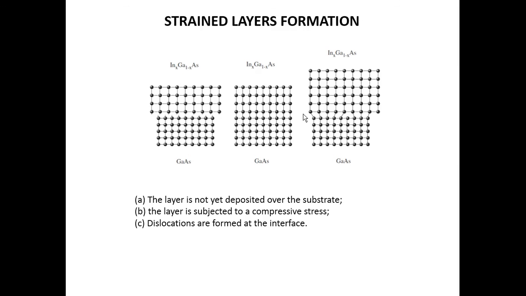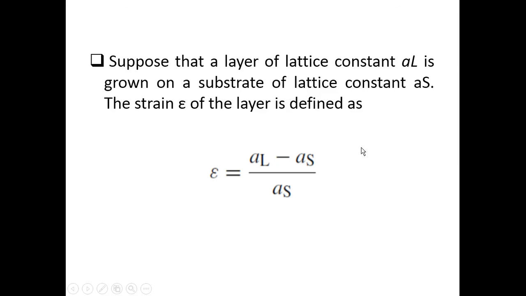Due to this compressive stress, this is the indium gallium arsenide side and this is the gallium arsenide side. Due to the compressive stress developed, dislocations are formed at the interface. This is a dislocation. See the lattice constant. So here there is a dislocation. Likewise, there are dislocations developed at the interface. Now what happens?